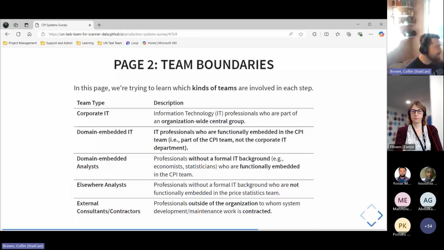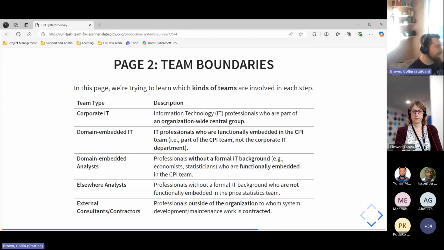So the second question is about team boundaries. We talked about systems initially, and then we talked about teams as groups of individuals who own those systems. On this page, we're trying to understand what kinds of teams are involved in each step, and again, if they cut across those boundaries in any meaningful way. It's hard to standardize this across all the organizations, so we tried our best to make some generic categories. I'll explain them here.